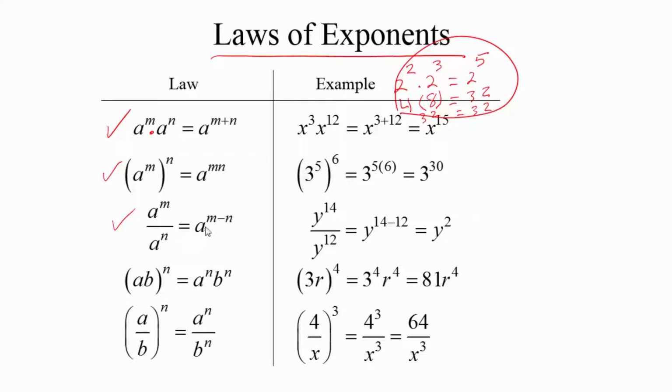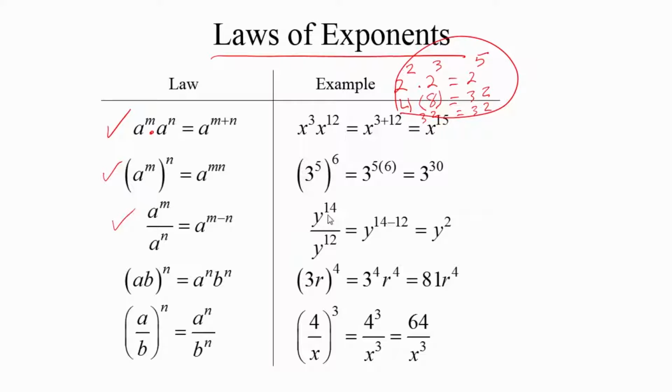You write one base, you subtract the power. Whereas here, when you were multiplying, you added the power. Here you would subtract the power because you're dealing with division instead of multiplication.